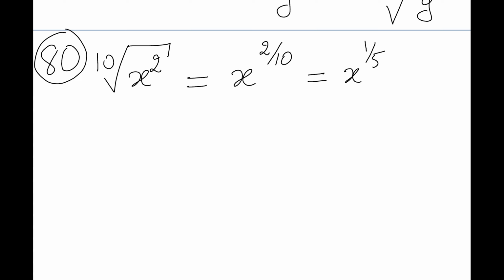And then they said, if a rational exponent appears after simplifying, write the answer in radical notation. So we're gonna write using umbrellas, radical notation. This is the 5th root of x.